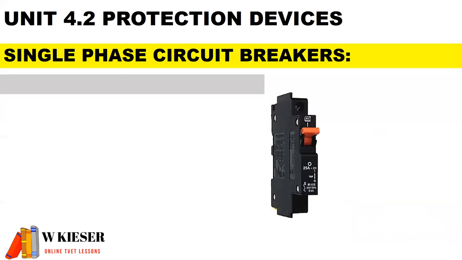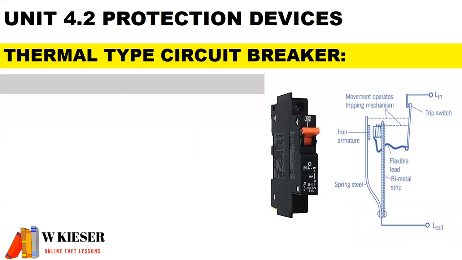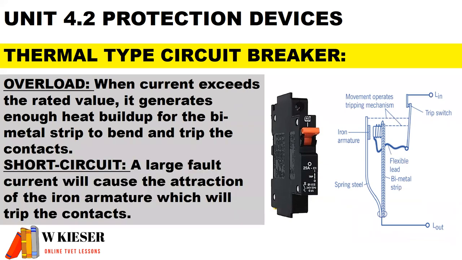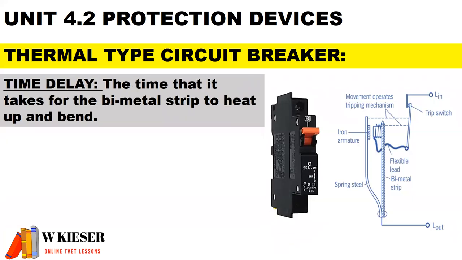We get single phase circuit breakers like the thermal type and the hydraulic type. So let's first take a look at the thermal type circuit breaker. Under overload conditions, when current exceeds the rated value, it generates enough heat buildup for the bimetal strip to bend and trip the contacts. Under short circuit conditions, a large fault current will cause the attraction of the iron armature, which will trip the contacts.